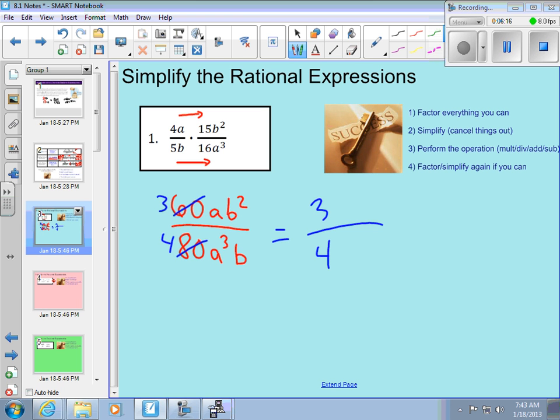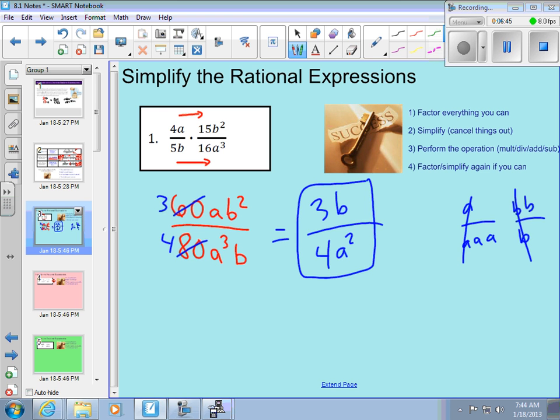Now you want to keep going with the variables. How many variables can you cancel out? Well, over here you see we have 1 a on top. We got 3 a's on bottom. How many a's can we cancel out then if we got 1 on top, 3 on bottom? One of them. So we'd be left with a squared in the denominator. Same thing with the b's. We got 2 on top, 1 on bottom. How many can we cancel out? One of them. So there'd be 1 b left on top. And that's our answer. So multiply, simplify, and you got the answer.